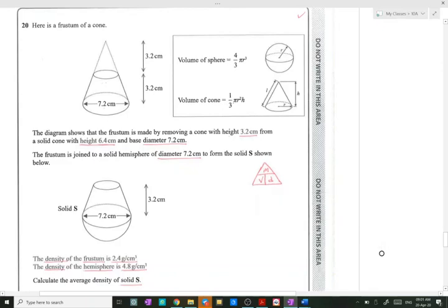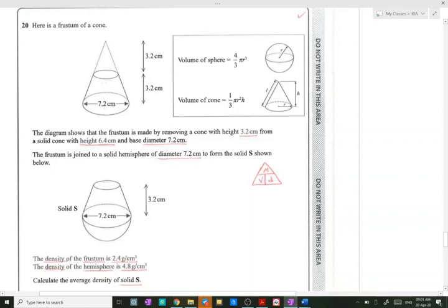Now the density of the frustum is 2.4 grams per centimeter cubed. The density of the hemisphere is 4.8 grams per centimeter cubed. Calculate the average density of the solid S.